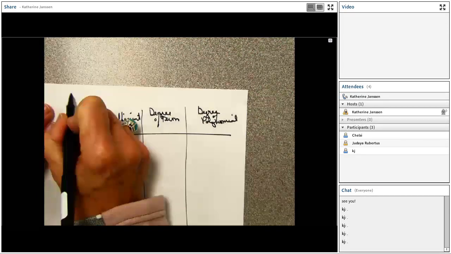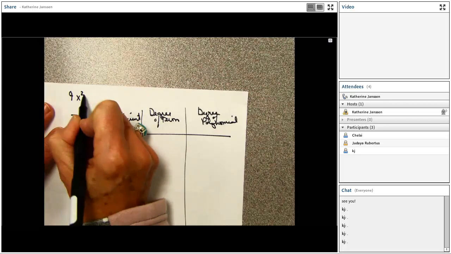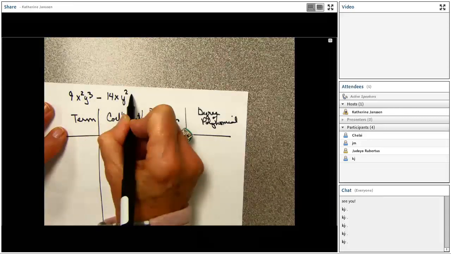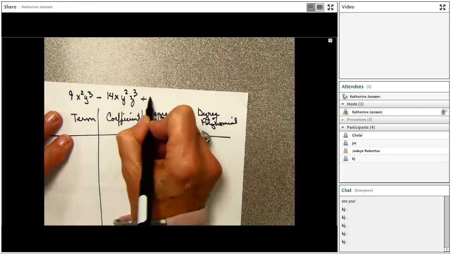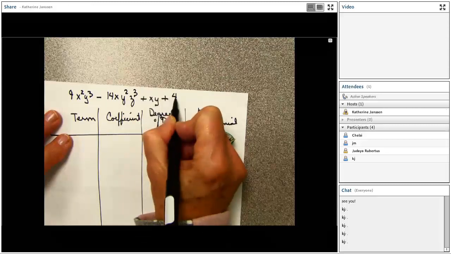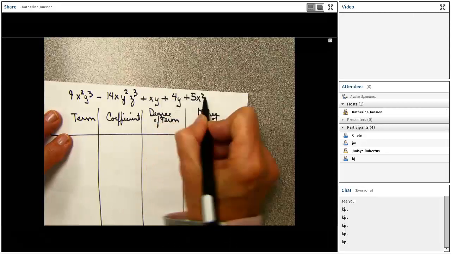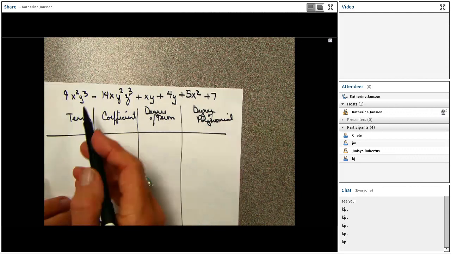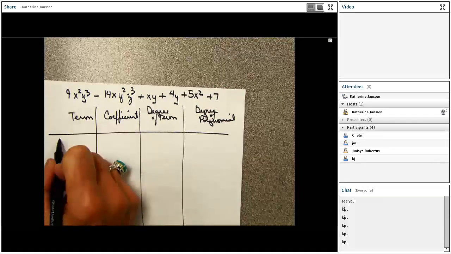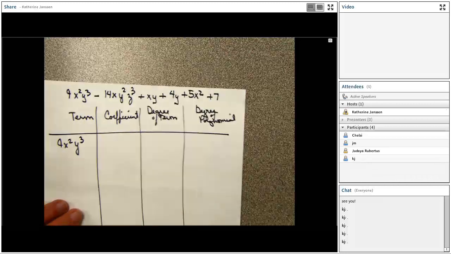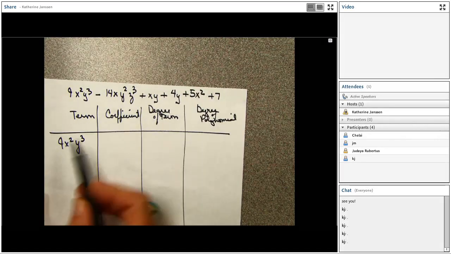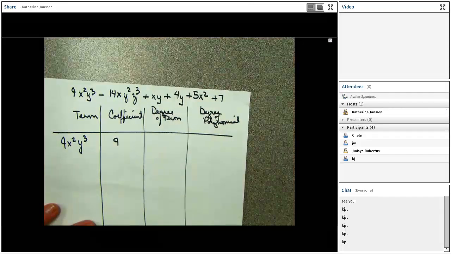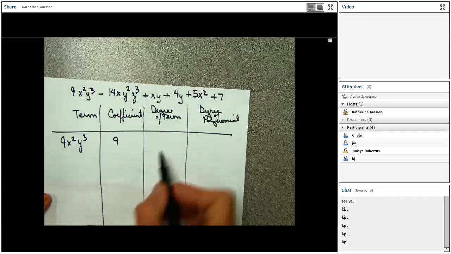Well, we've given a polynomial: 9x squared y cubed minus 14xy squared z cubed plus xy plus 4y plus 5x squared plus 7. So our first term from left to right is 9x squared y cubed. The coefficient is 9. The degree of the term is the sum of the exponents for this term. So 2 plus 3 is 5.